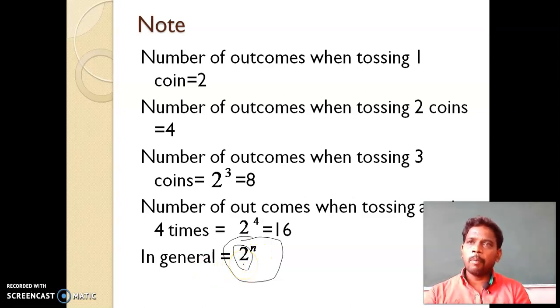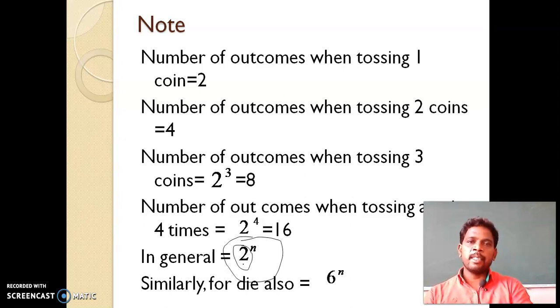Can we derive the formula for throwing a die? How many possible outcomes are there when you throw a die? 6 possible cases. So one die means 6 power 1, 2 dice means 6 power 2, and 3 dice means 6 power 3. Like that, the general formula is 6 power n.